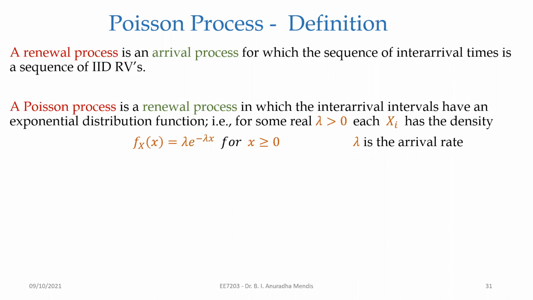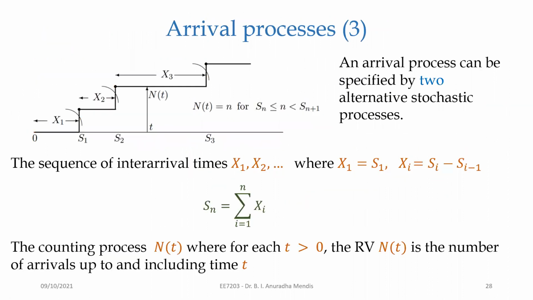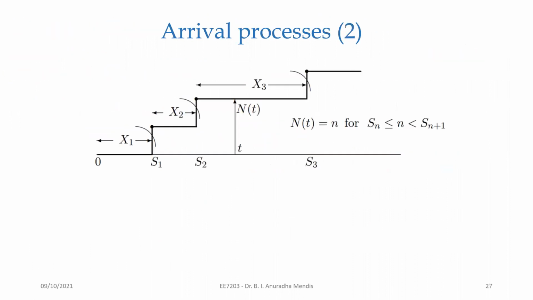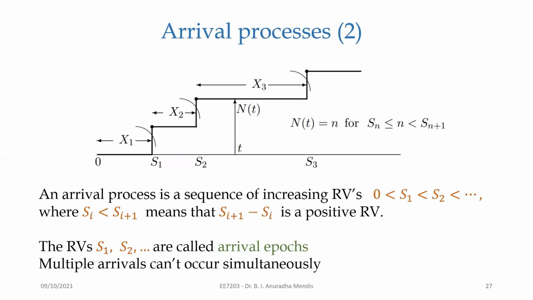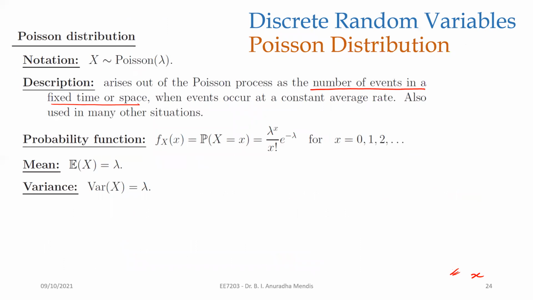Okay. Now the Poisson process we define in this way. This is the exponential PDF, and this lambda is the arrival rate. Why do we need the arrival rate? Because this Poisson process is a renewal process, and a renewal process is an arrival process. So an arrival process has some constant arrival rate. Do you remember that one? Maybe now you don't remember it. Here we mentioned, no?